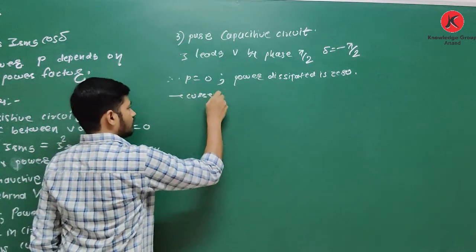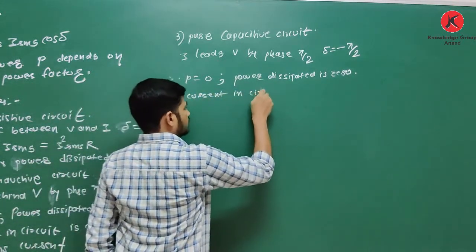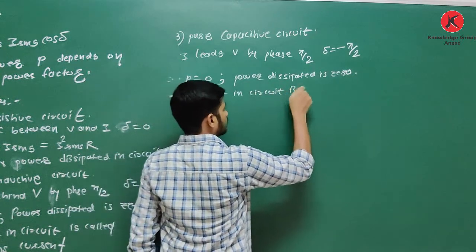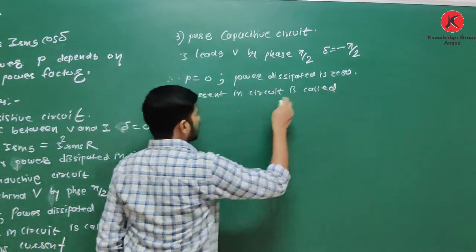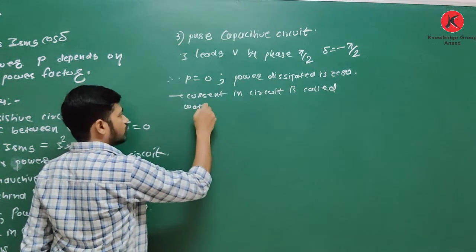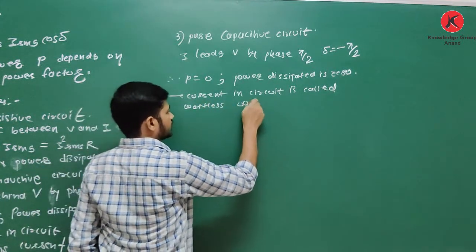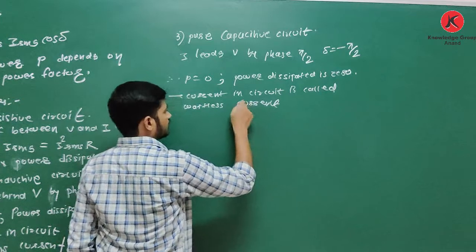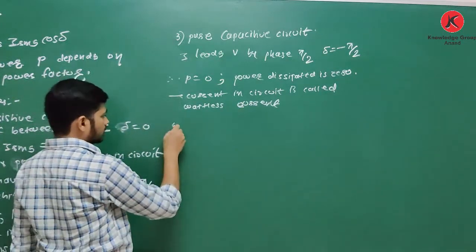The current in the circuit is called wattless current. Clear? Okay.